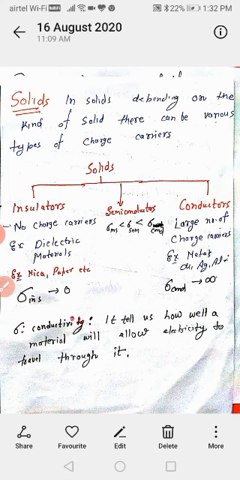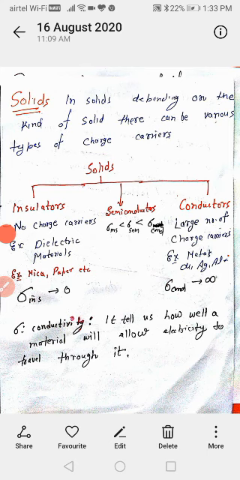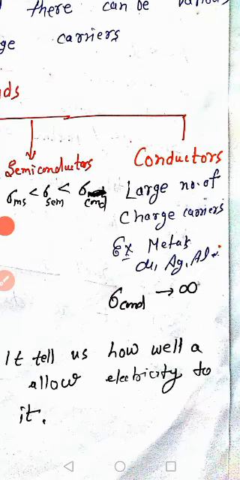Now the next extreme is the conductors. In conductors there is a very large number of charge carriers, and the examples of conductors are metals. All the metals are good conductors of electricity, and they are also good conductors of heat. We are not discussing heat here, we are only discussing electricity. Metals like silver, aluminum, copper are all very good conductors, and we can say the conductivity of a conductor tends to infinity, it is very high.